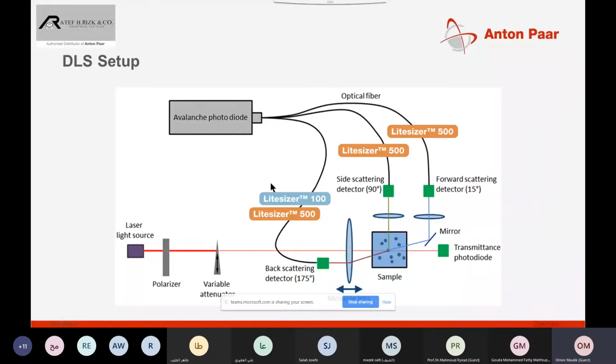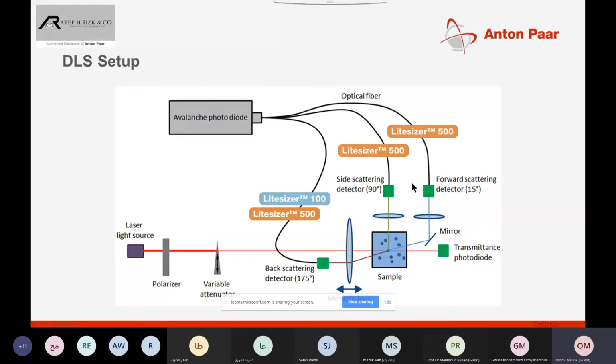Now, the transmittance is captured by a transmittance photodiode. So when the laser light is scattered from the sample, it is captured through different angles and then combined, and that particular scattered intensity is converted into a particle size radius, or you can say the hydrodynamic diameter, as well as the particle size distribution.